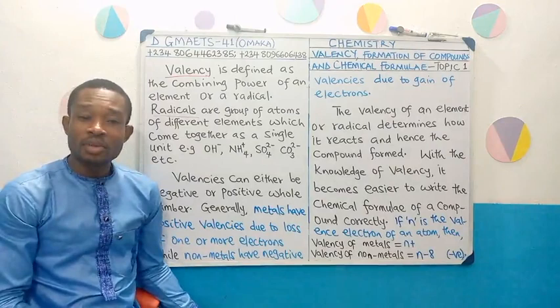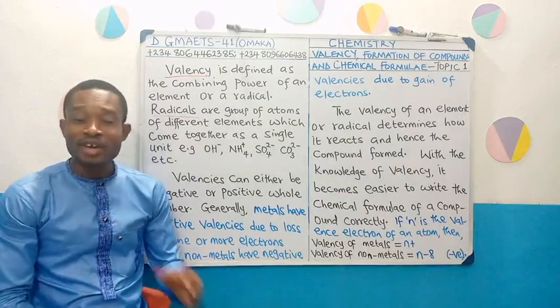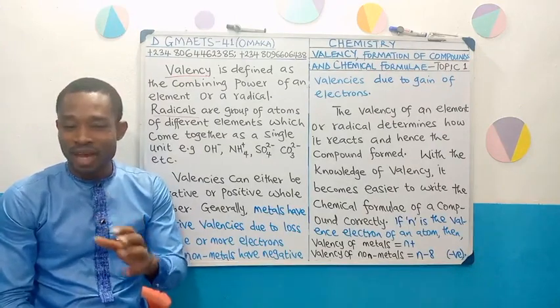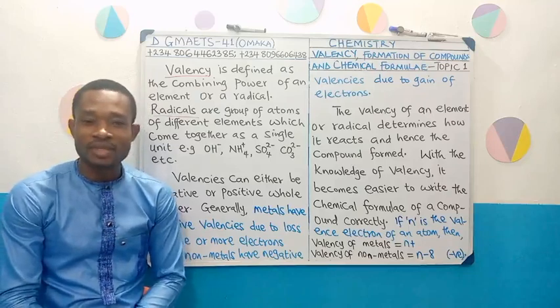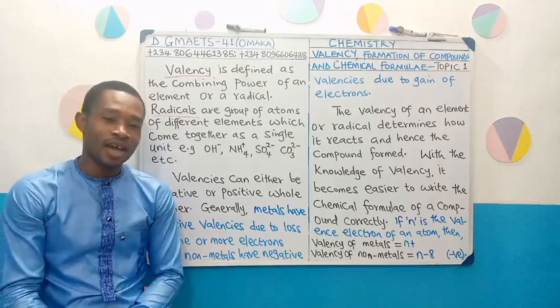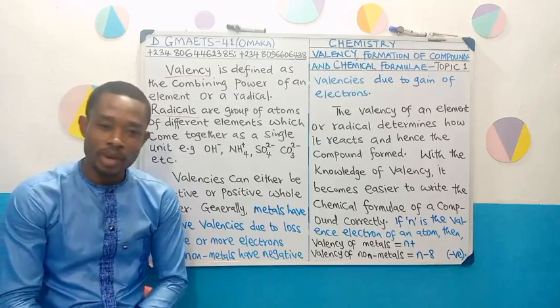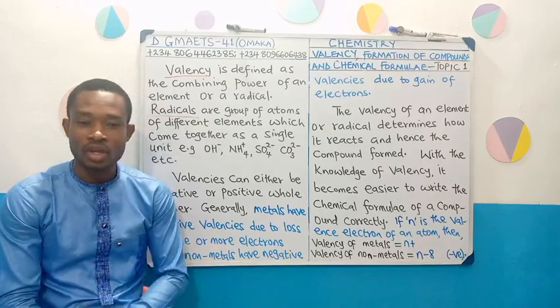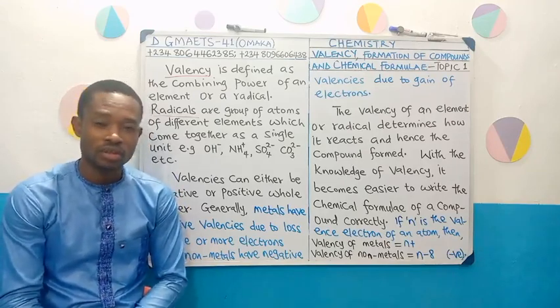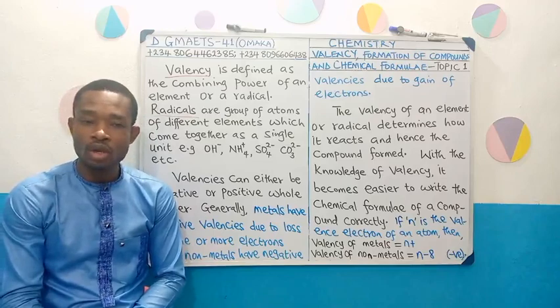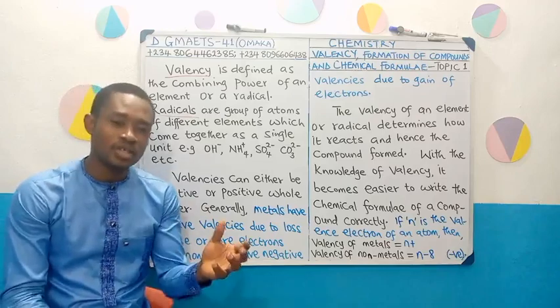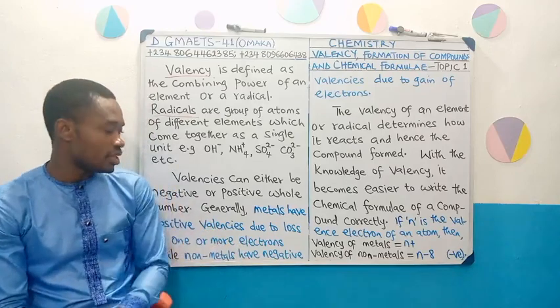Valencies can either be positive or negative whole numbers. Please take note of that. I don't remember saying where valency happens to be a fraction. They are always whole numbers, either positive or negative.